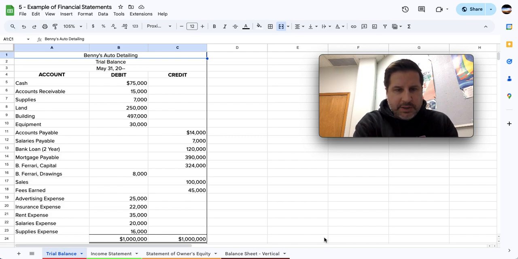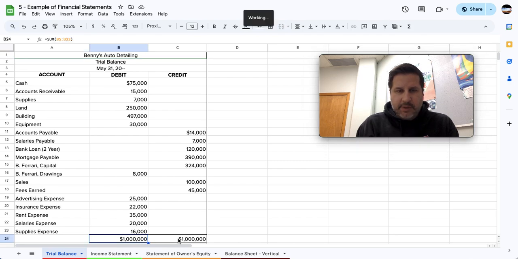So I'm starting with a trial balance. I see that this company, Benny's Auto Detailing, we'll get into debits and credits and review those in a few days, but our accounts on the left-hand side of this trial balance, which is the debit side, add up to $1 million, and we also see that we add up to $1 million on the right-hand side as well.